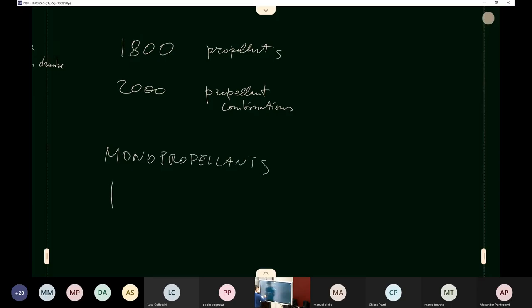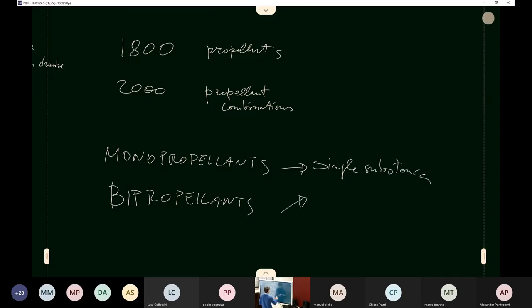And bipropellants. So single substance. And here we have fuel and oxidizer stored separately.